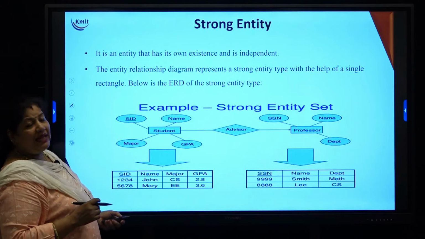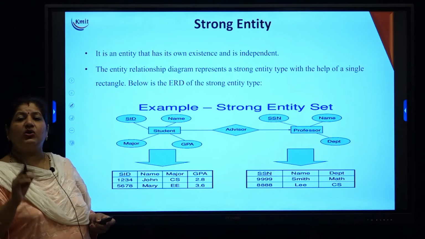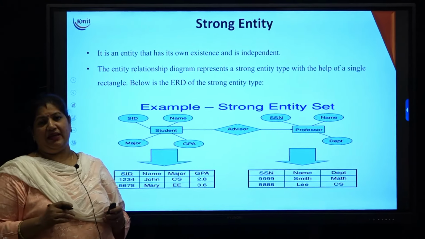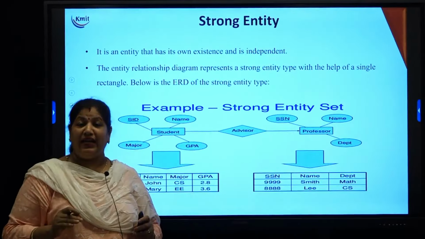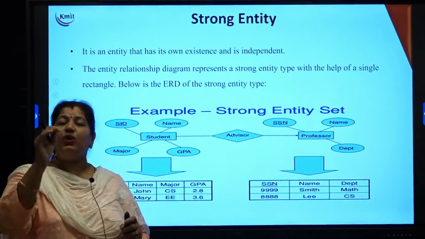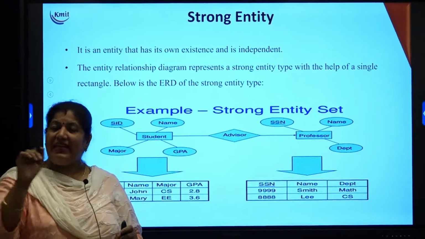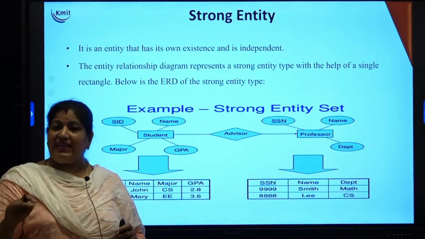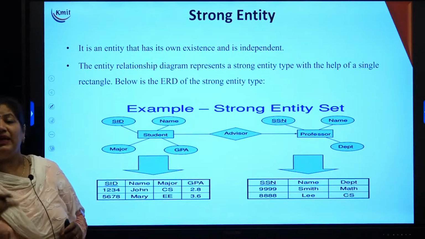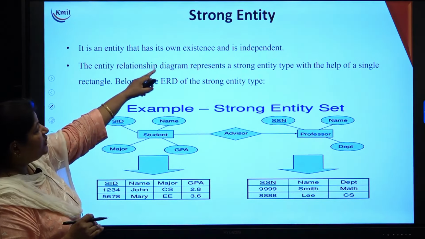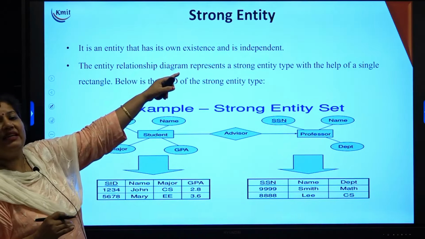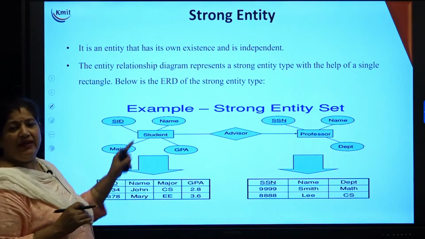There are two types of entities, strong entity and weak entity. The general example of an entity that we speak of is a strong entity. That means it has a key attribute where each individual instance can be uniquely identified. It is an entity that has its own existence and is independent. An example is student.